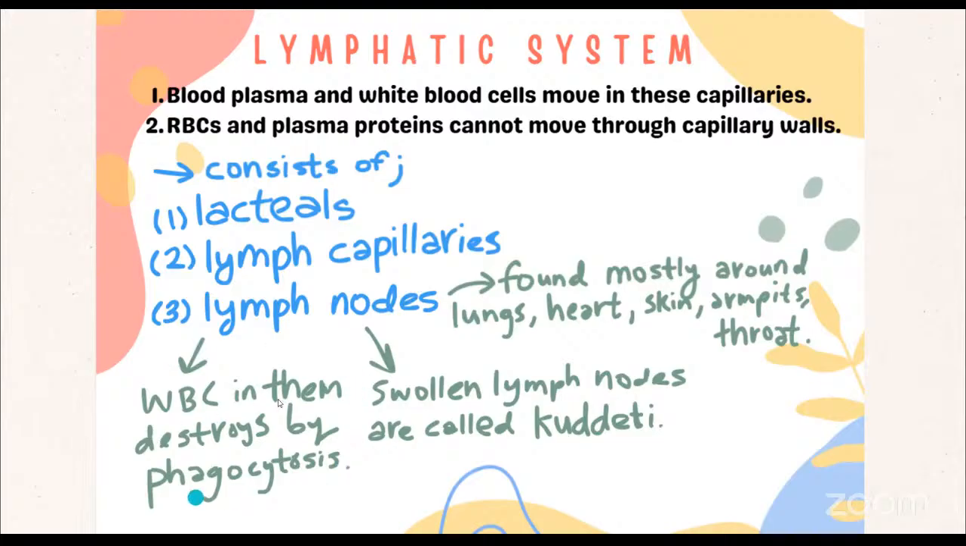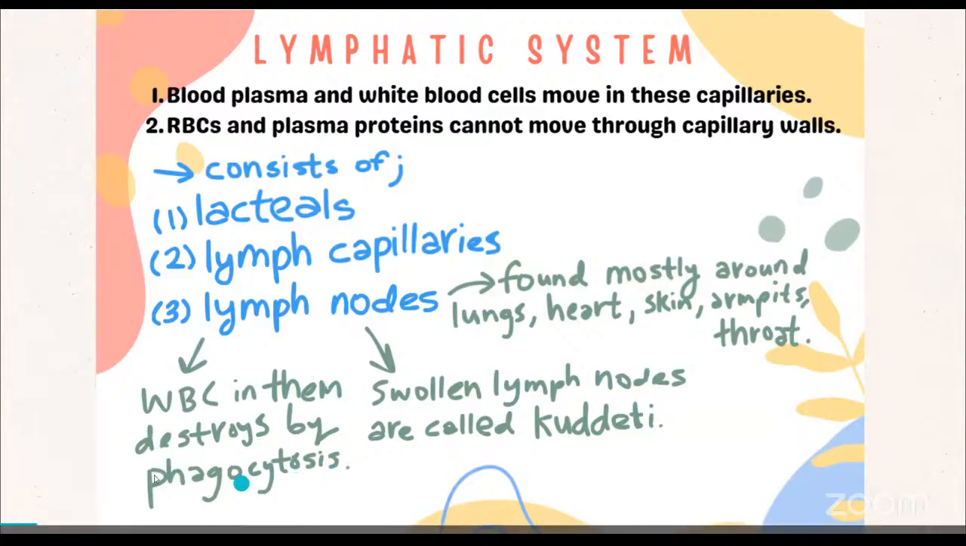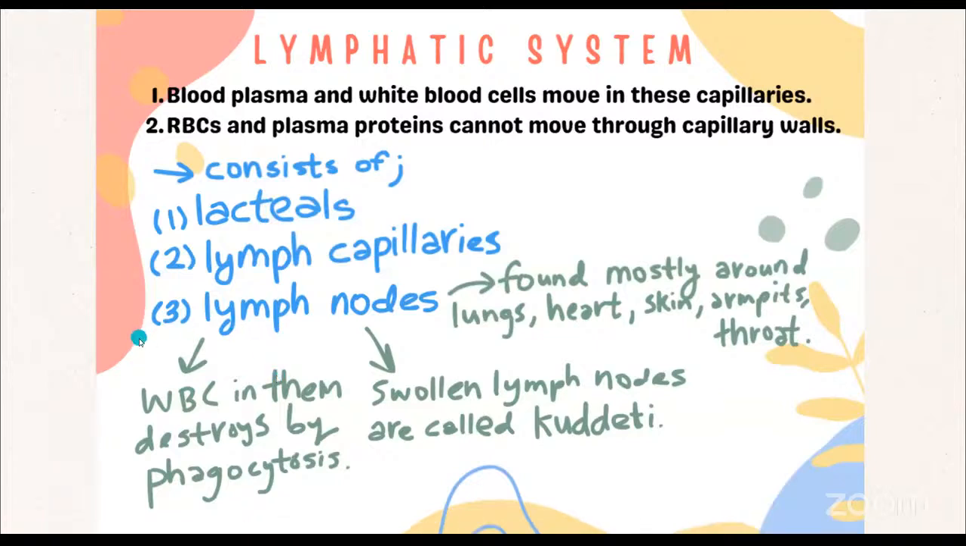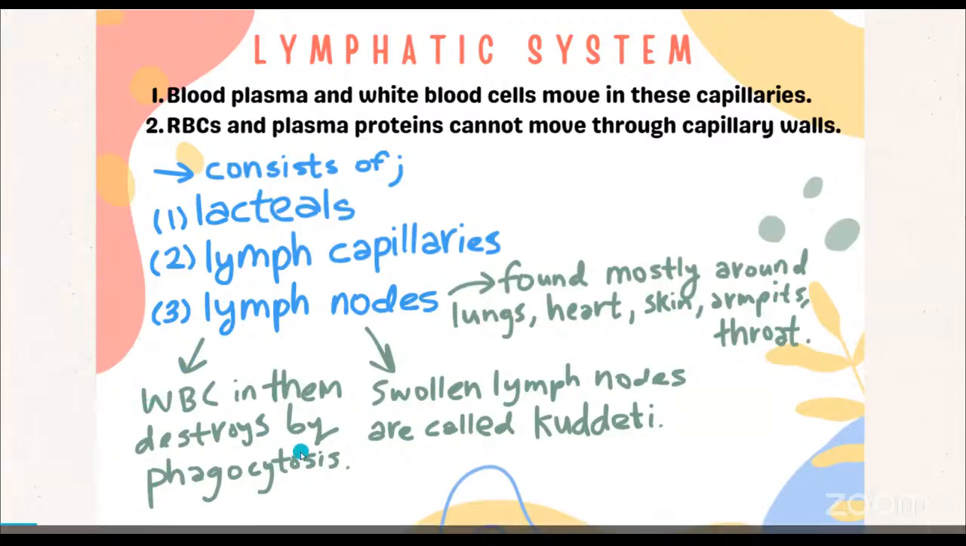So what is the main function of white blood cells? The main function of white blood cells is phagocytosis. So they undergo phagocytosis in order to destroy the microbes, the viruses, bacteria, whatever materials are there. That's going to be done by the white blood cells, right?